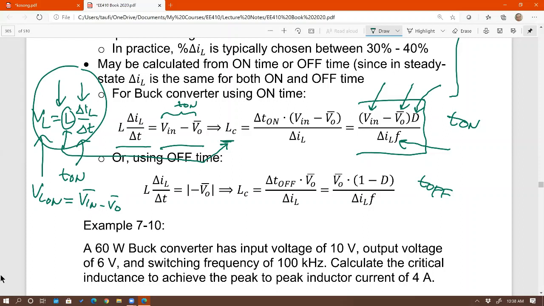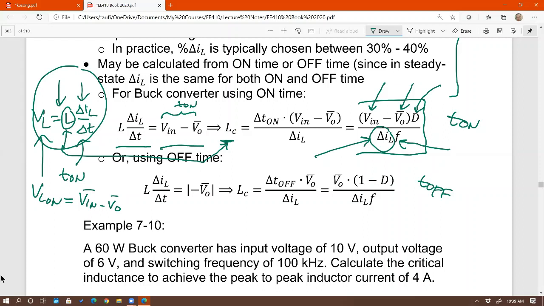So the only thing that's left to decide is delta IL. And we know from our previous discussion that delta IL determines how low IL min is. The bigger the delta IL, the larger the I out min you get. The smaller the delta IL, the bigger the range you get for the output current before it reaches discontinuous conduction mode.